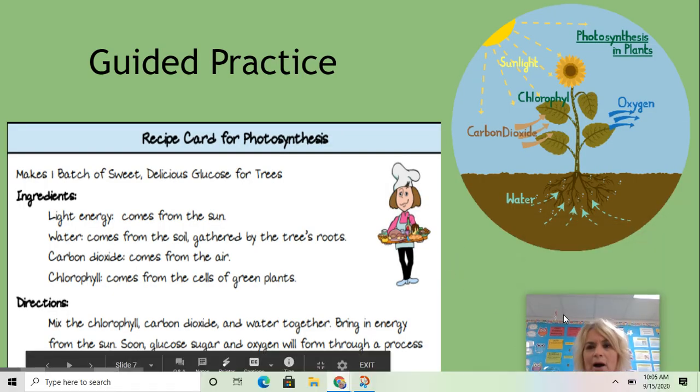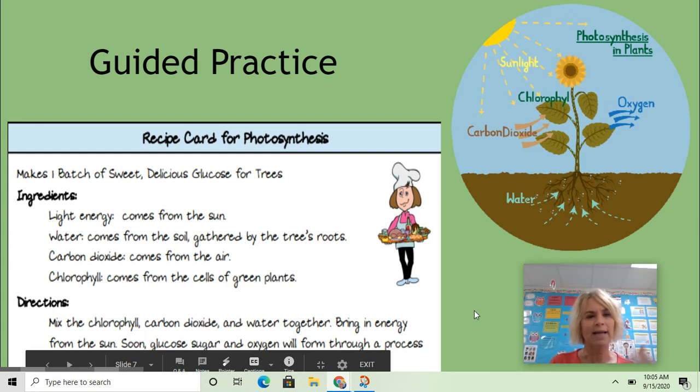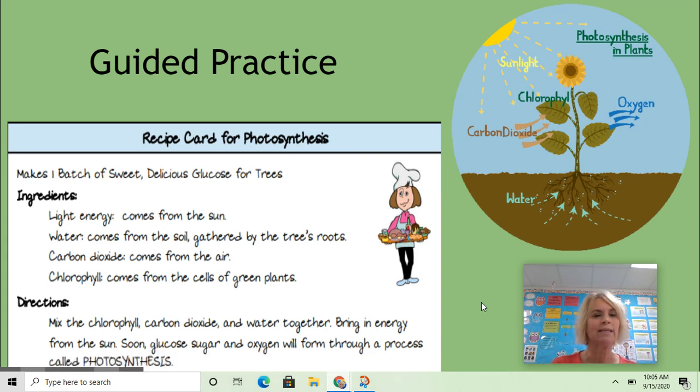So I always enjoy sharing this with you because I like to think of photosynthesis as a recipe. And so to make one batch of sweet, delicious glucose, because that's what the sugar is called that's being made in the leaf, here's what you need. You need light from the sun. You need water that comes from the soil that's gathered by the tree's roots.